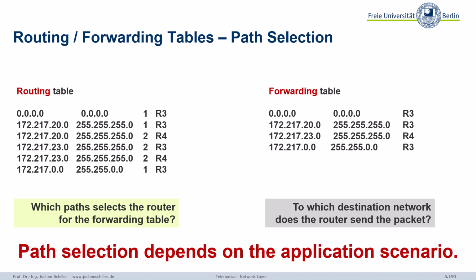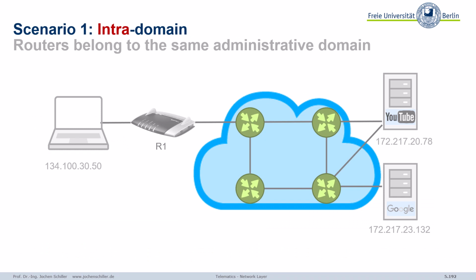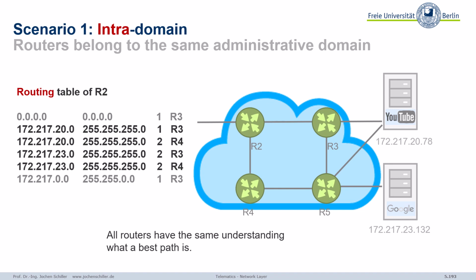Okay, so now, coming to some scenarios that will explain some more details. First scenario, very simple. We talk about intra-domain routing. Why is this simple? Well, the routers in this cloud belong to the same administrative domain. Because then whoever organizes this cloud can decide what is a best path.